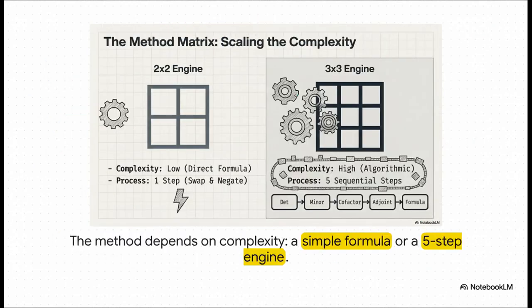Okay, so we've passed the gatekeeper test. What's our game plan? Well, that really depends on the machine we're working with. If we've got a simple 2x2 matrix, we have a lightning-fast, one-step engine. But for a more complicated 3x3 matrix, we need a whole 5-step assembly line. You see, as matrices get bigger, the way all the numbers interact gets way more complex. So a simple little shortcut just won't cut it. We need a system. Let's start with the simple 2x2 model to nail down the basics.